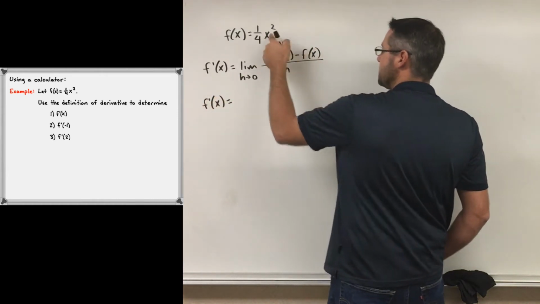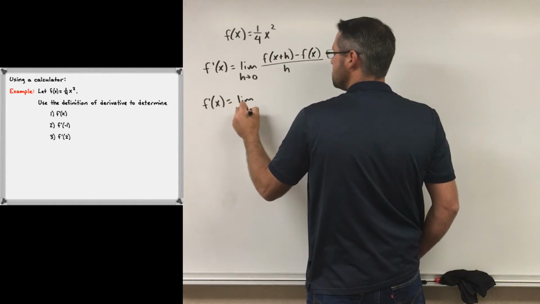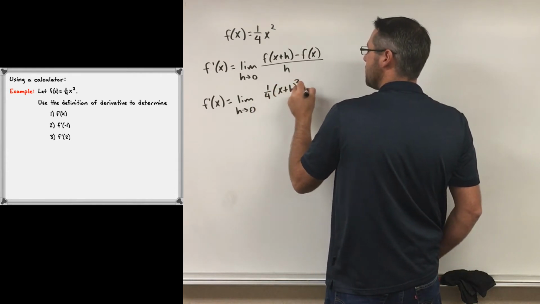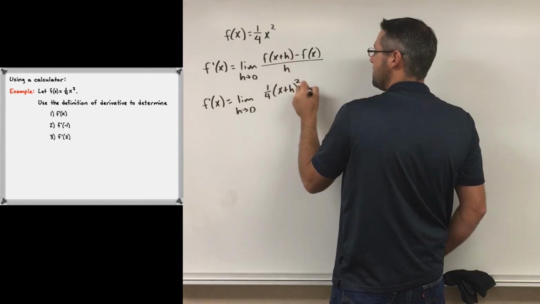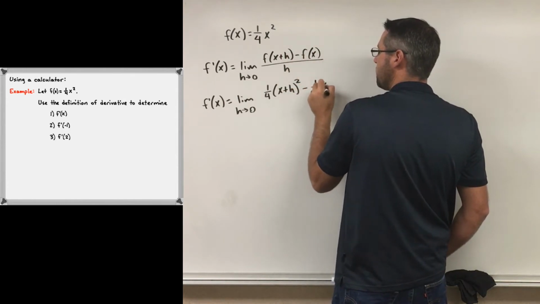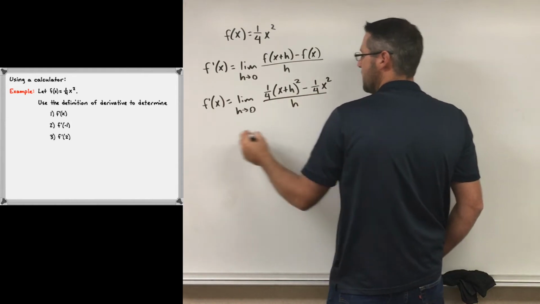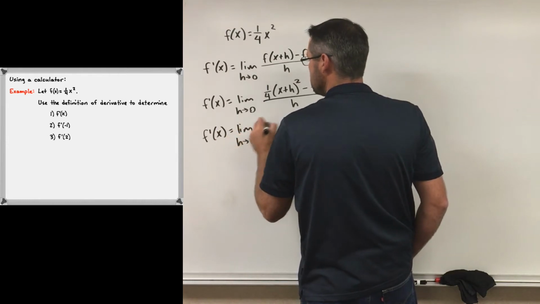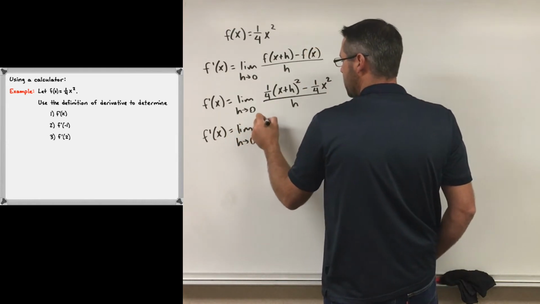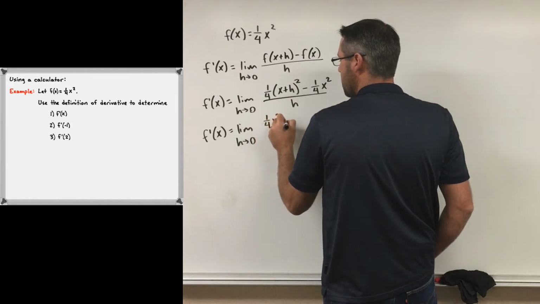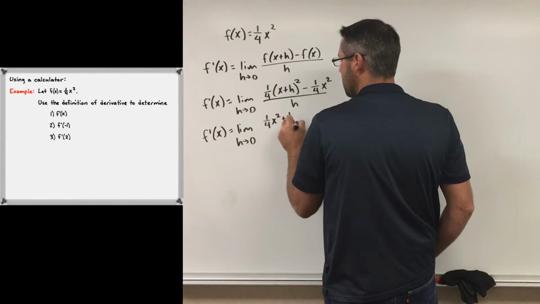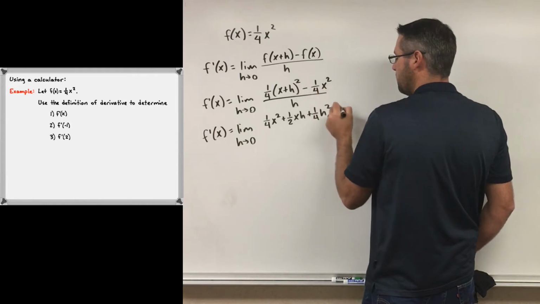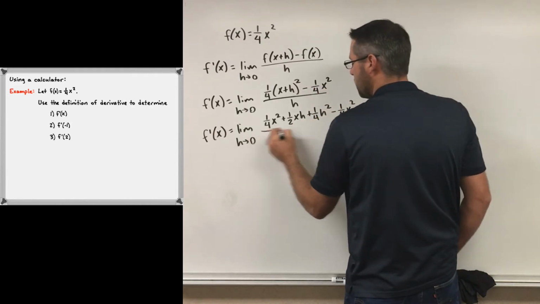Now, we're going to go ahead and plug those two values in: x plus h in and x in. So the limit as h approaches 0 of 1/4 of (x plus h) squared. That's the y2, and then minus y1, which is just the original function, 1/4 x squared, all over h. And then we're going to go ahead and simplify this. Multiplying all this out, we end up with 1/4 x squared plus 1/2 xh plus 1/4 h squared, and then minus the 1/4 x squared here, all over h.